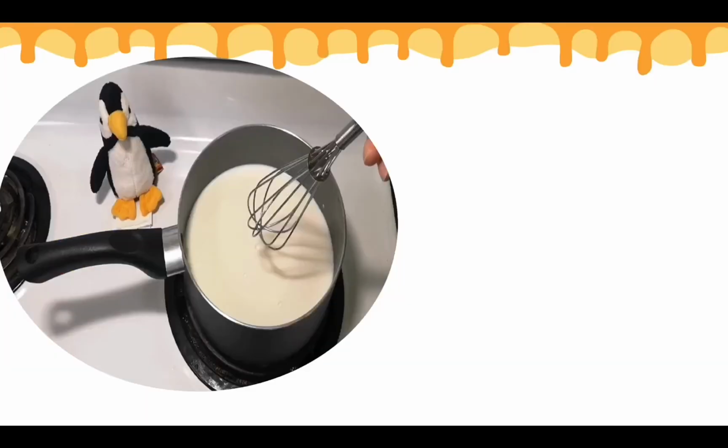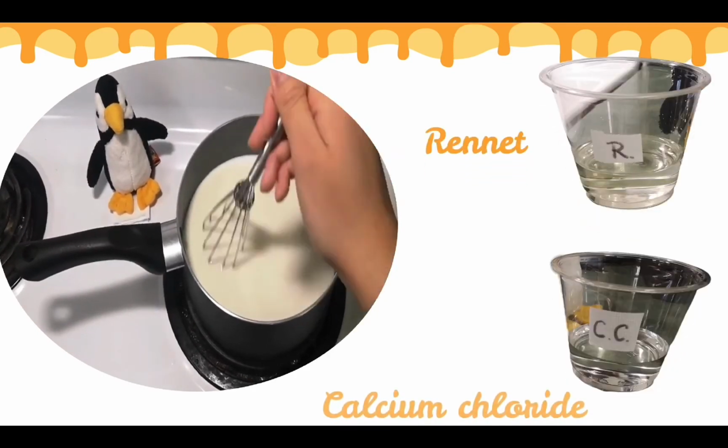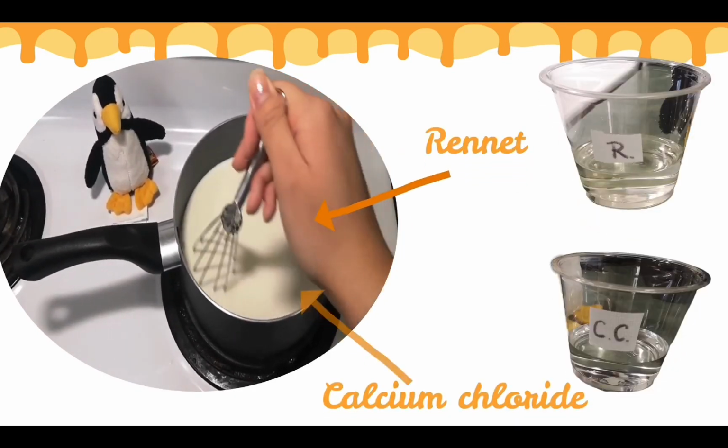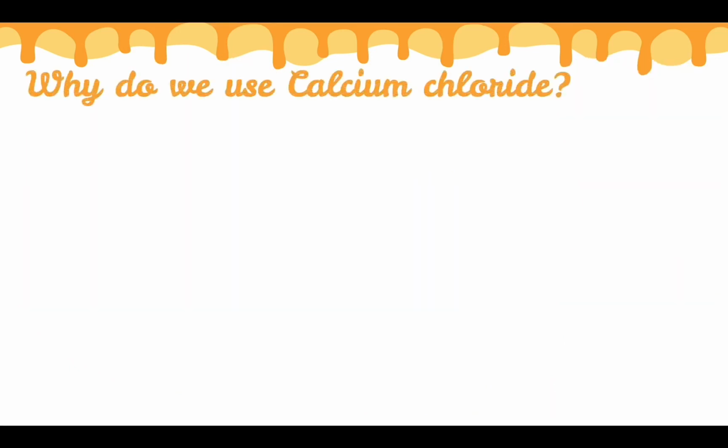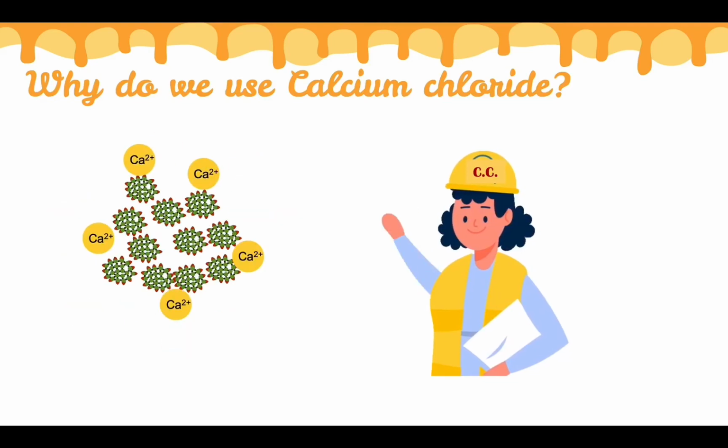1.5 hours later, we added calcium chloride and rennet to the milk. We can see the coagulation happening quickly after adding rennet. Calcium chloride solution is added before rennet to provide calcium ions. They play an important role in stabilizing the milk protein micelles and increasing the curd firmness.